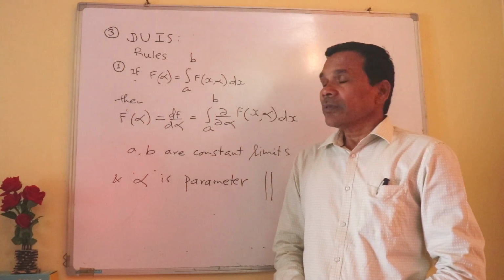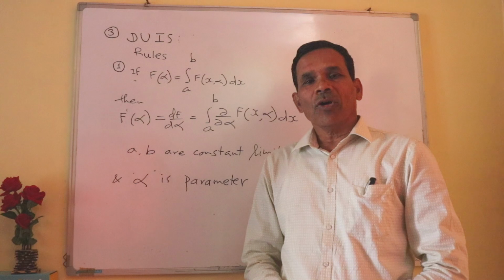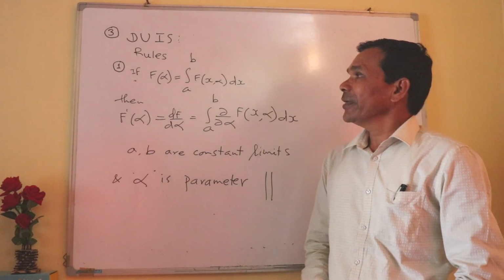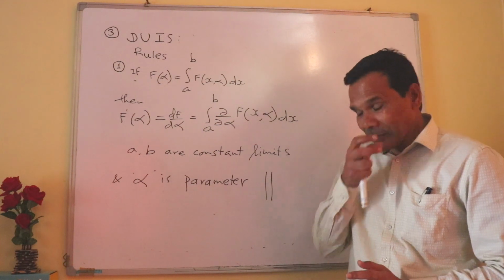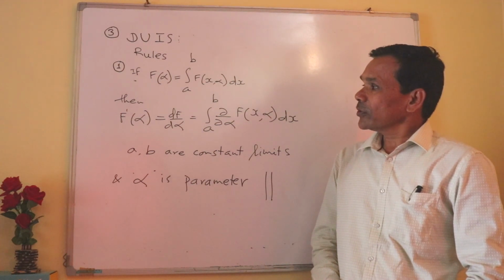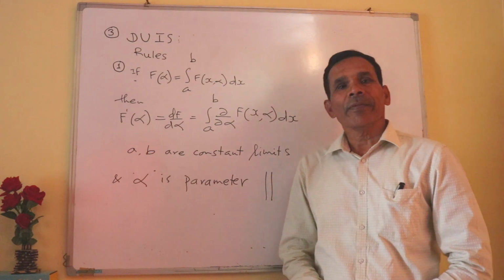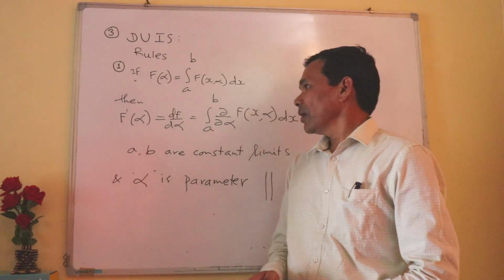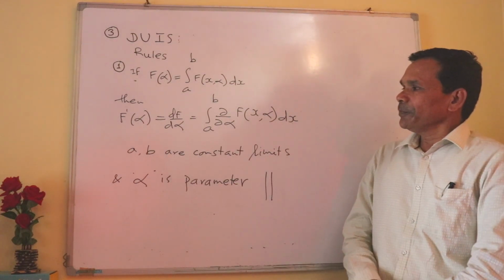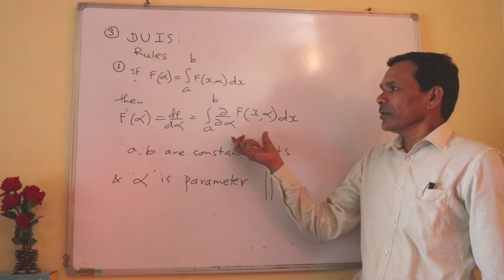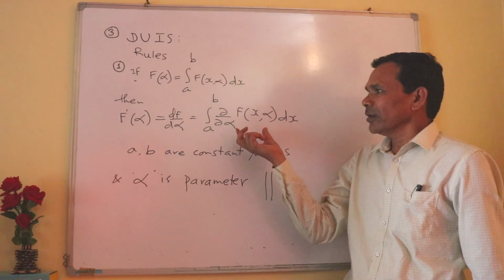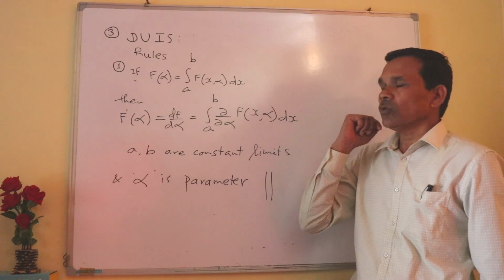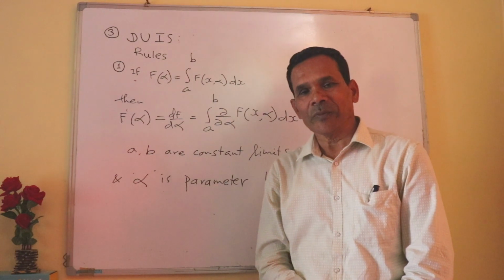The third article, third topic in unit number 3, is differentiation under the integral sign. There are two rules of DUIS, meaning differentiation under the integral sign. What we do here is differentiate the integrand under the integral sign. That's why this rule is called the rule of differentiation under the integral sign.